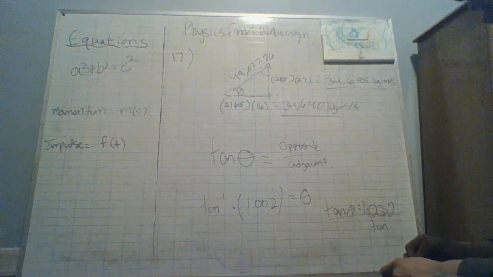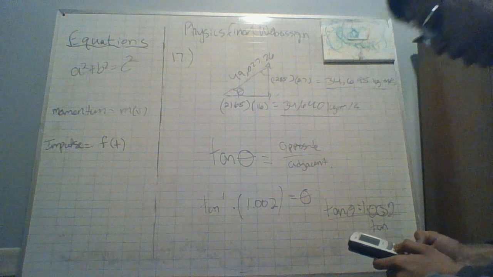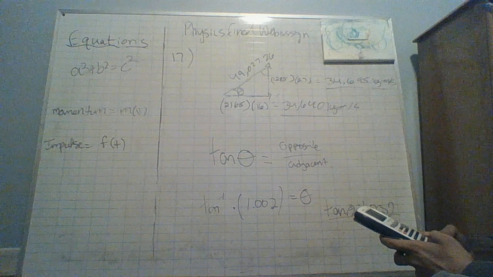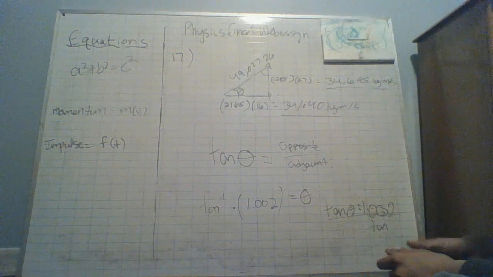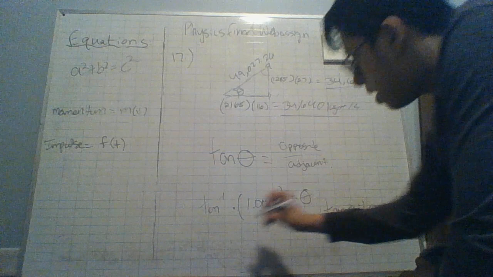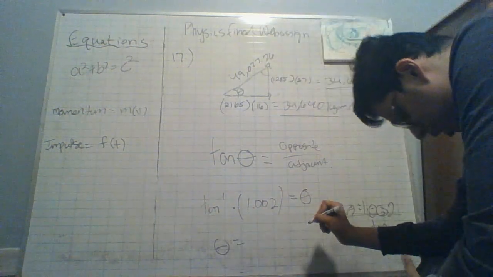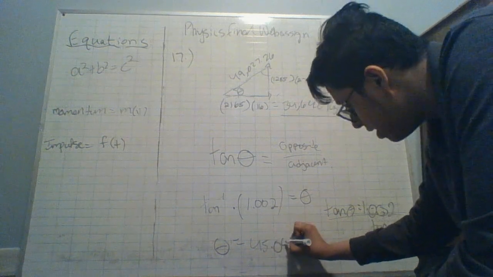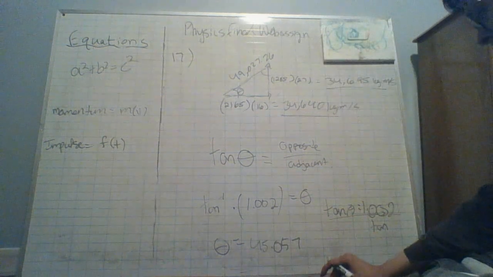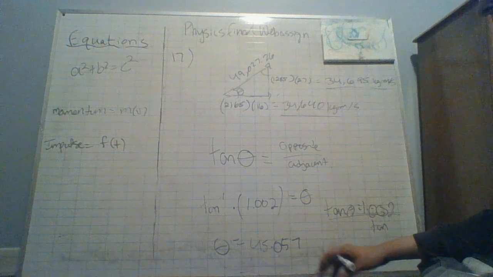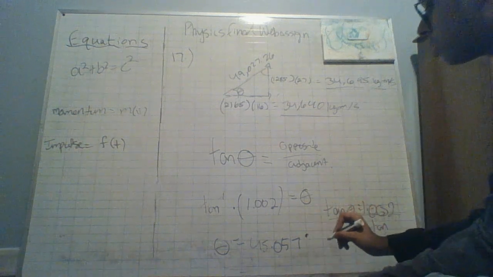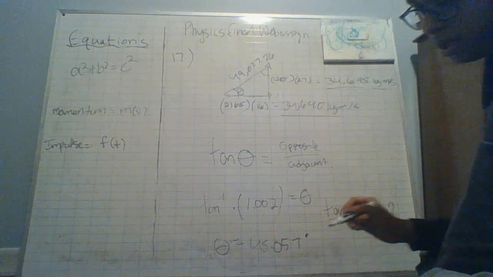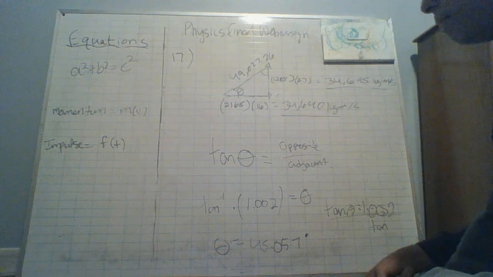Okay? So now you're going to plug the tangent to the negative 1 power on your calculator times 1.002. And I think it's necessary for you to use a calculator on this, because it would be extremely difficult for you to do this otherwise. I think it's fairly impossible, really, if you don't have a calculator. And this is your final answer. It's 45.057 degrees theta, and that's how many degrees north of east the cars move immediately after the collision.